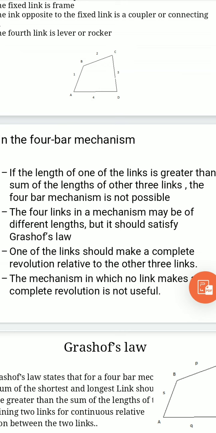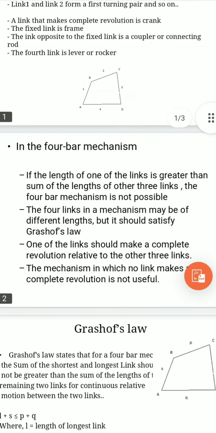And as I told you, generally any one link will make a complete revolution relative to the other links. If you design a link which doesn't make a complete revolution, it is generally of no use. Okay, so this is the design aspect of the Grashof law for a four-bar mechanism.